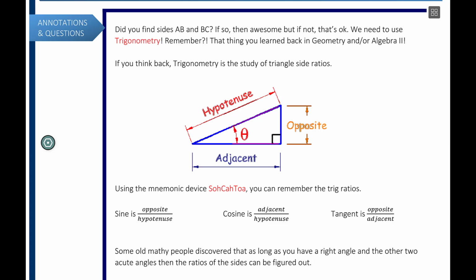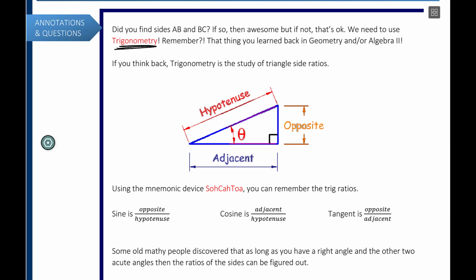So what we need to do is use trigonometry. You should remember trigonometry to some degree. It's that thing you learned and loved back in geometry and/or algebra 2. If you think back, trigonometry is the study of triangle side ratios. And we are calling each of these sides the hypotenuse, the longest side, the opposite, and the adjacent.